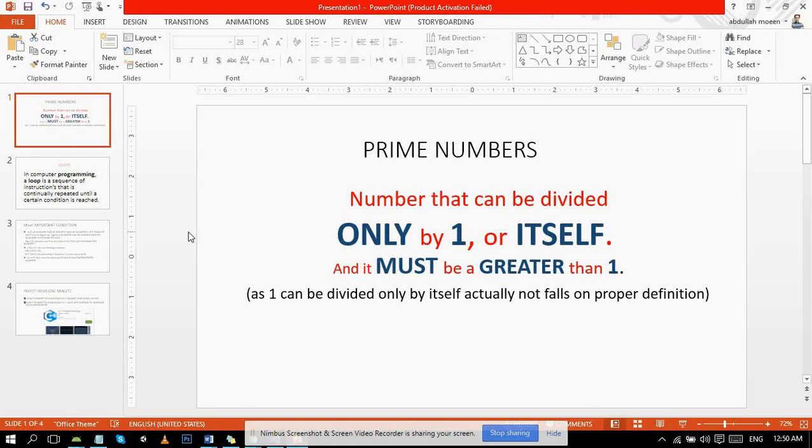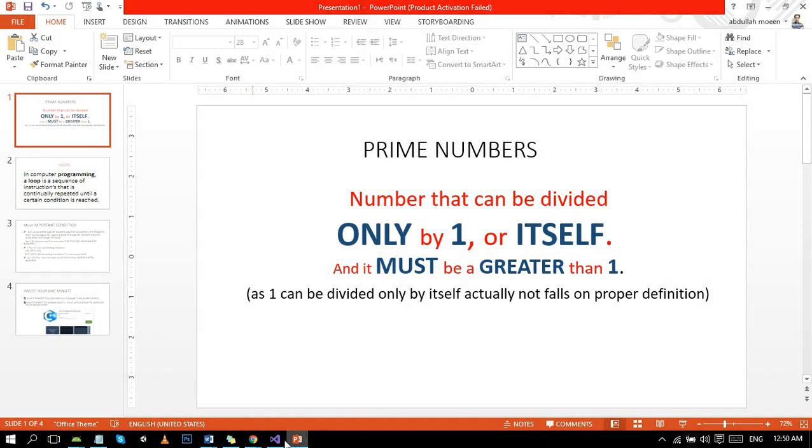Hello guys, today we are going to print prime numbers from 1 to n in C++. First of all, I want to teach you the basic definition of prime numbers: a number that can be divided only by 1 or itself, and it must be greater than 1. Remember this, 1 can only be divided by itself, so it does not fall under the proper definition.